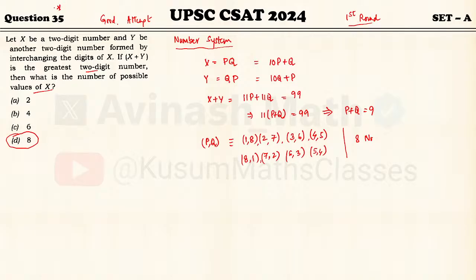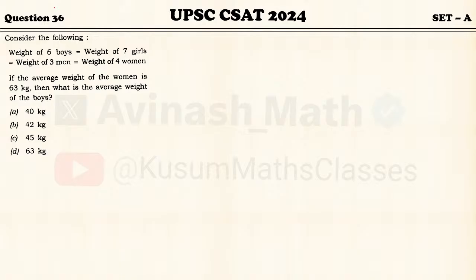Right, let's now go to the next question. So the next question is question number 36. Consider the following. Weight of 6 boys is equal to weight of 7 girls is equal to weight of 3 men is equal to weight of 4 women. So if the average weight of women is 63 kg, then what is the average weight of a boy?